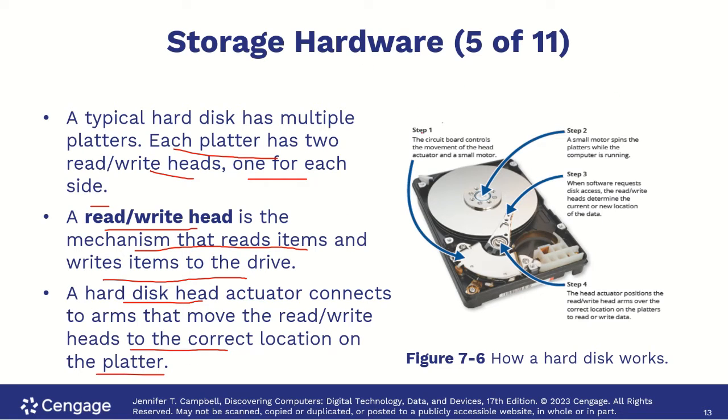So you can see here, in this picture, we present multiple steps of the working of a hard drive. Step one is the circuit board that controls the movement of the head actuator and the small motor. Then step two, a small motor spins the platters while the computer is running. So once you start up your computer, this starts spinning.